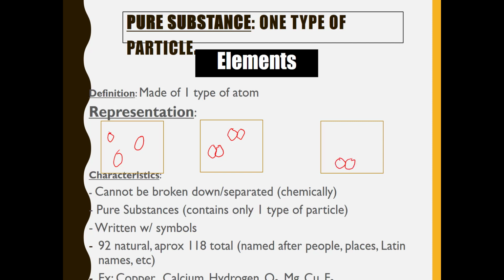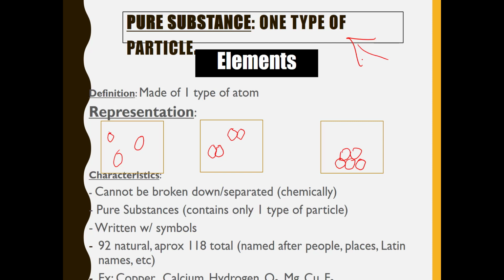So if these elements are in a solid, they're going to be all very close together. When we talk about elements, these are defined as a pure substance. That means that they're one type of particle. There's no difference between each of these particles. Some characteristics that we have of elements is that elements cannot be broken down or separated by chemical means. They are pure substances. Again, this means that they contain only one type of particle. They're written with symbols that are found on the periodic table.